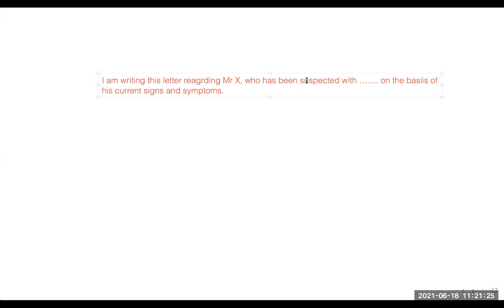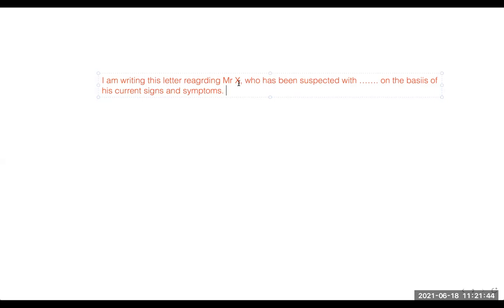Has been means we are talking about present. Been plus third form means it is a passive voice. That means I am writing this letter regarding Mr. X, who has been suspected by our doctor, by our hospital, by our clinic. So that is basically a passive voice. Be plus third form. Has plus third form means it is present perfect.